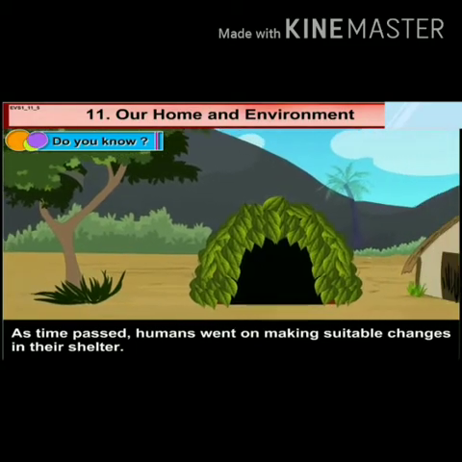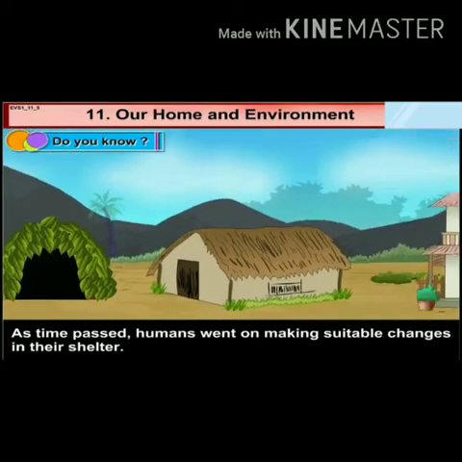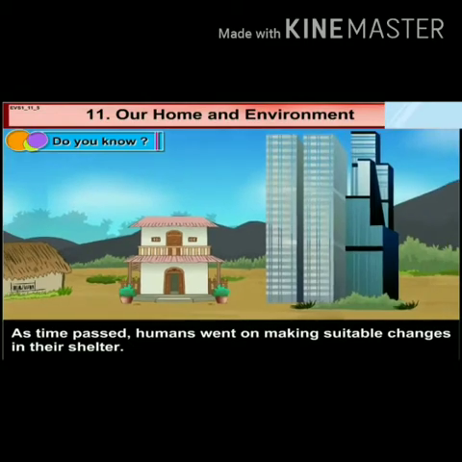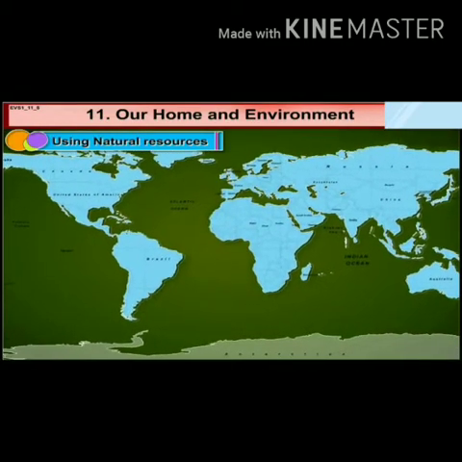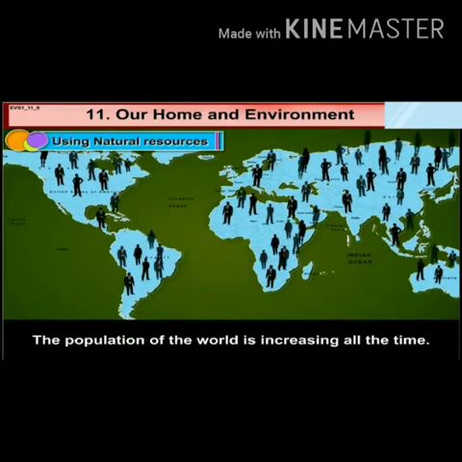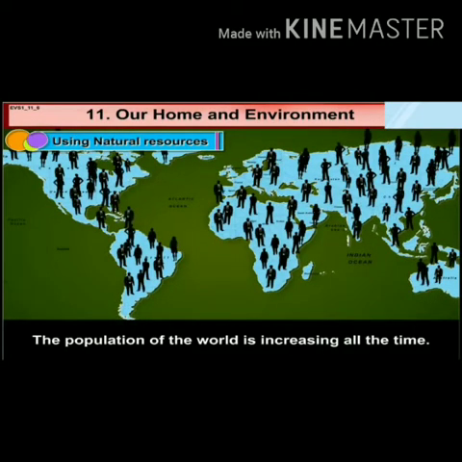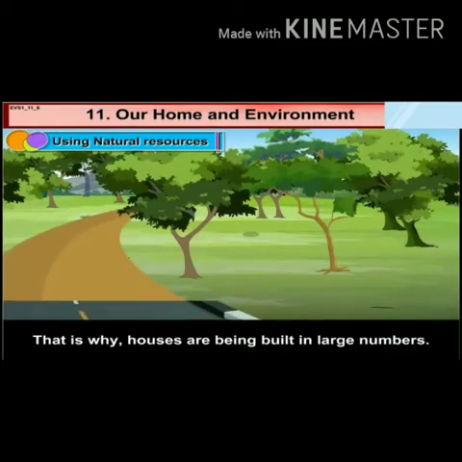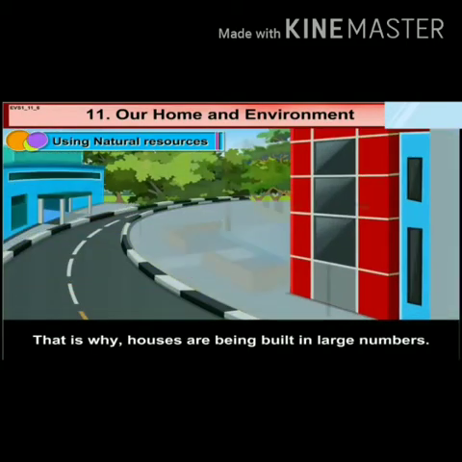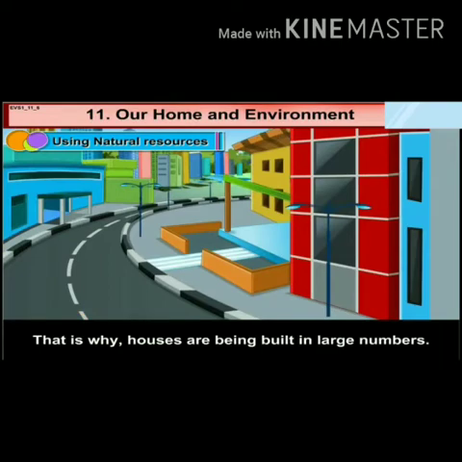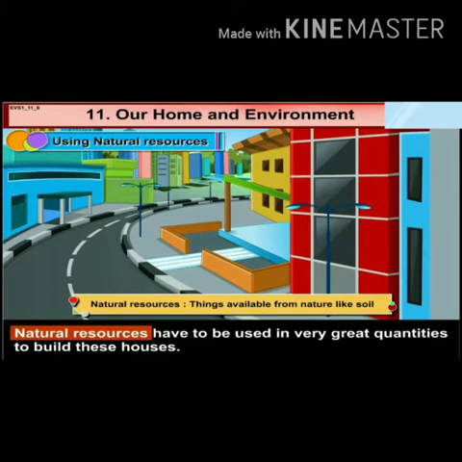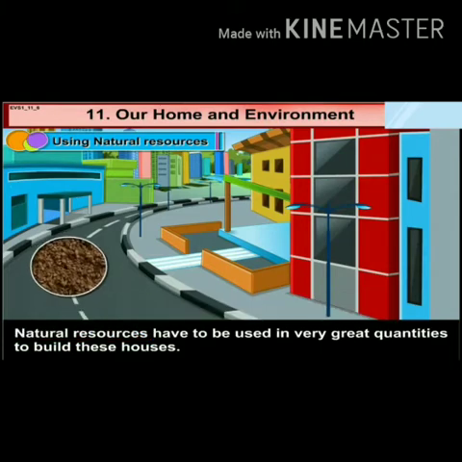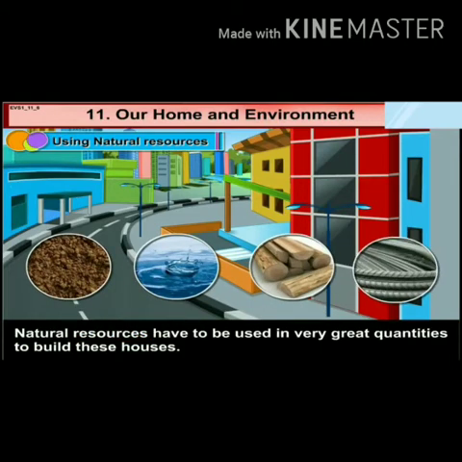Do you know? As time passed, humans went on making suitable changes in their shelter using natural resources. The population of the world is increasing all the time. That is why houses are being built in large numbers. Natural resources have to be used in very great quantities to build these houses. Things available from nature are called natural resources.